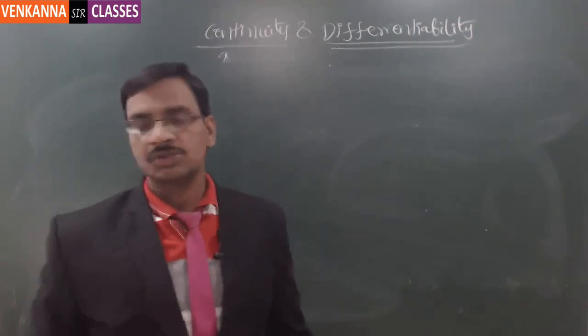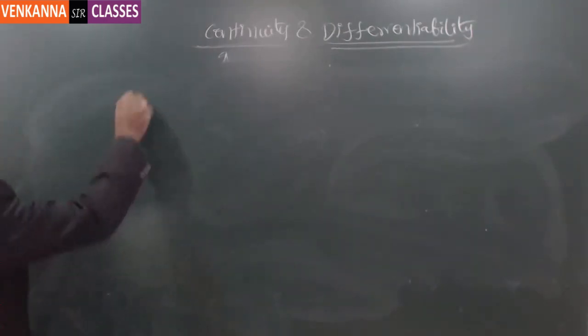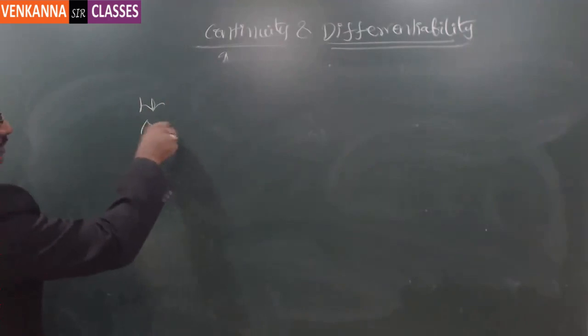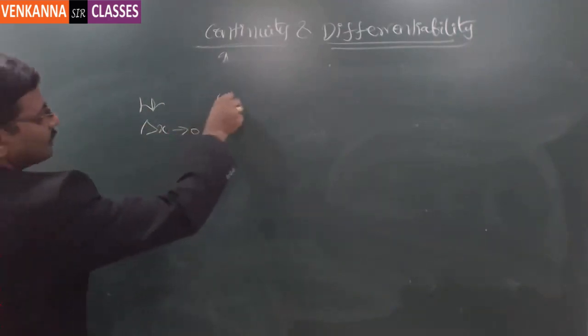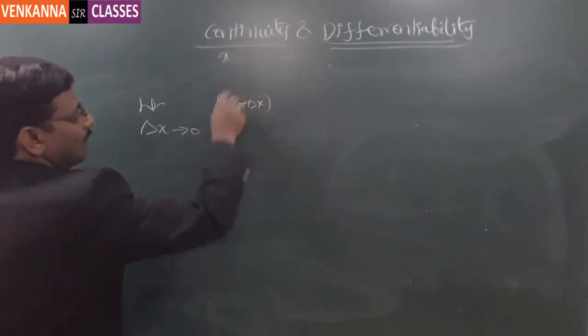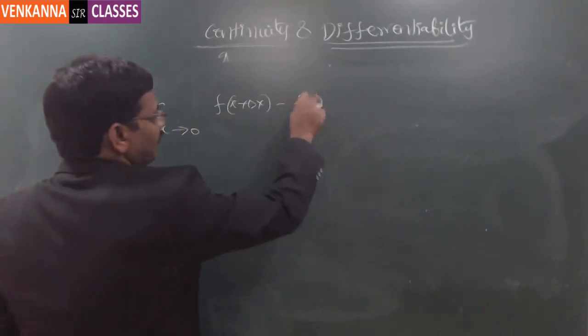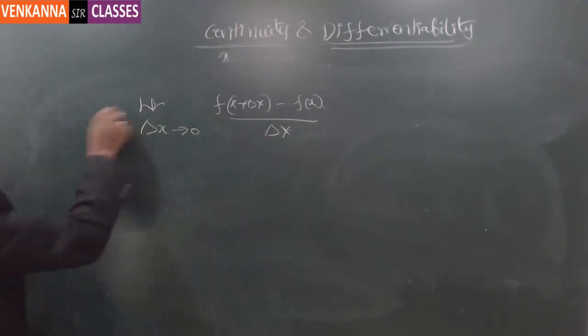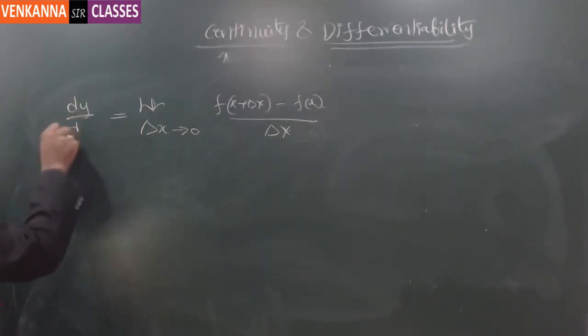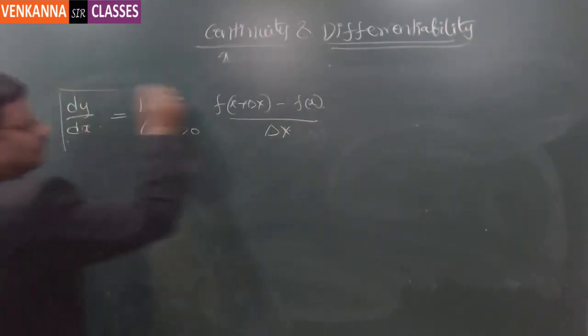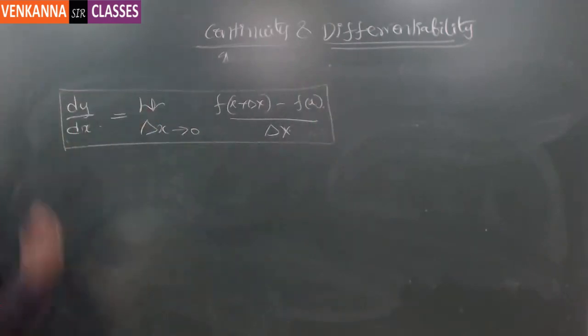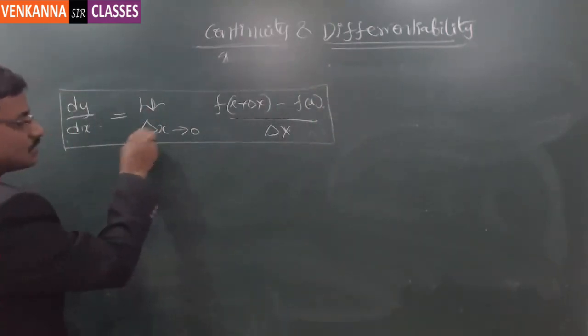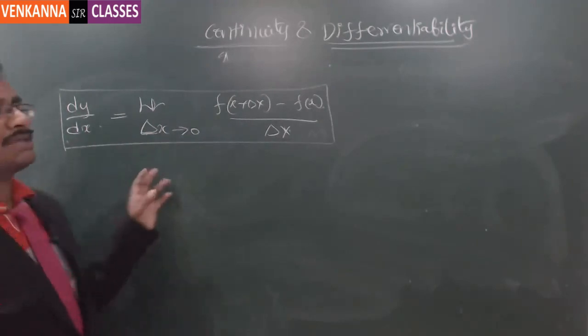Got it? So the changes of the function, that is, limit delta x tends to 0, f of x plus delta x minus f of x, divided by delta x. This is how a derivative is defined. This is the definition of dy by dx, the fundamental definition. Now this dy by dx, if you notice, delta x tends to 0.